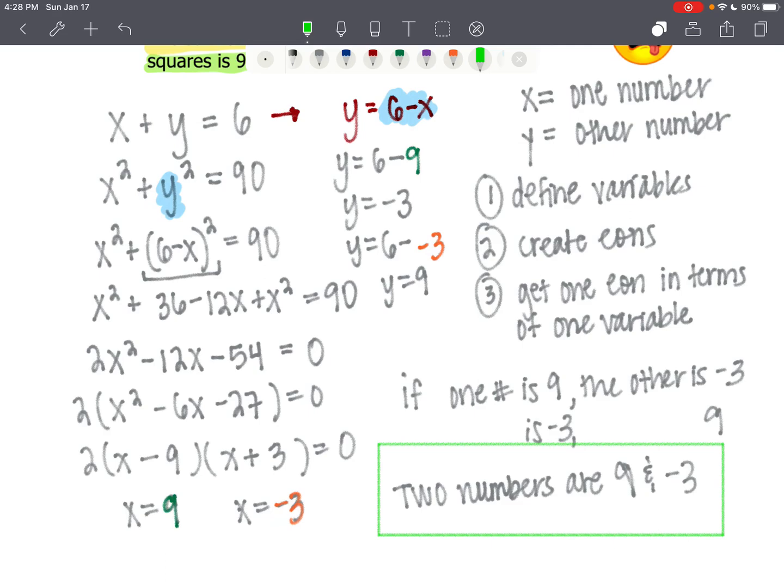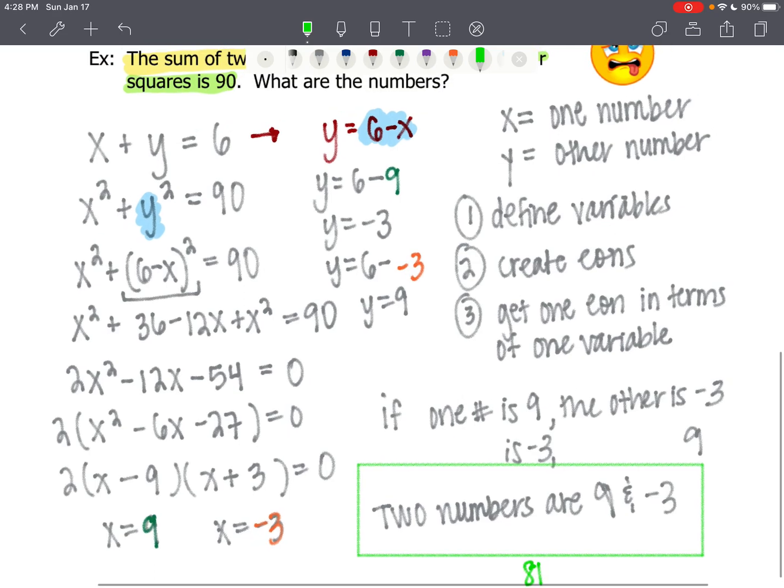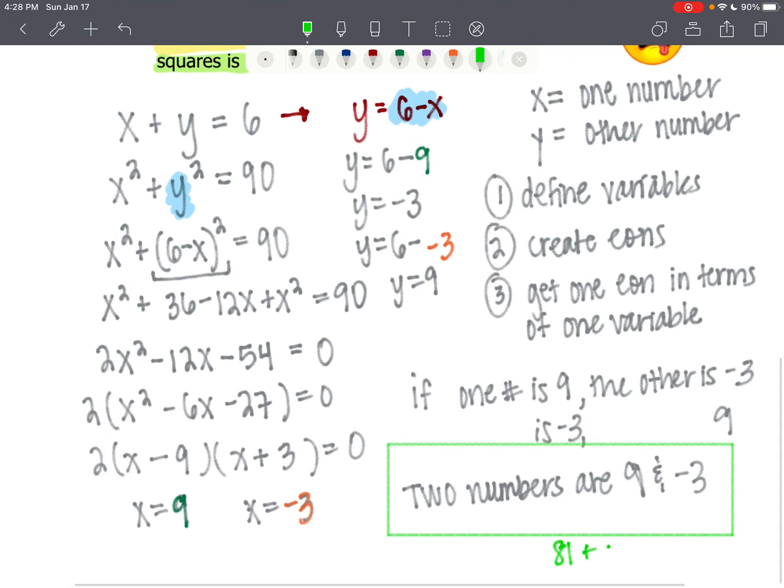And we can check by squaring. 9 squared is 81. Negative 3 squared is 9. The sum of the squares is 90. When you add the two numbers together, you get 6, which is exactly what it said in the original problem.